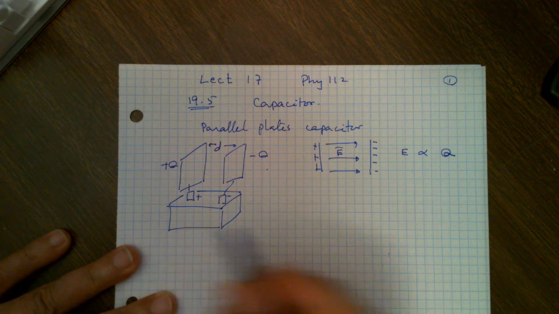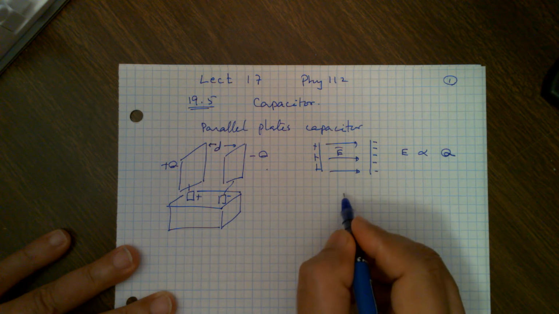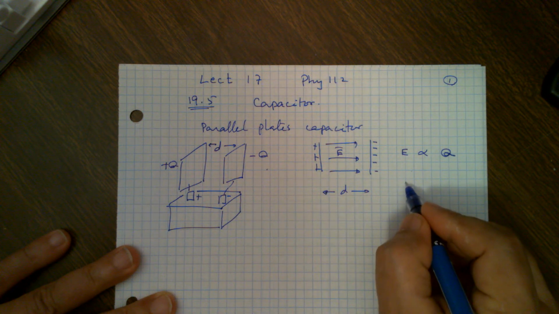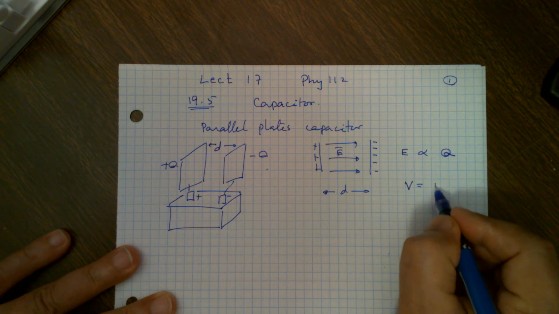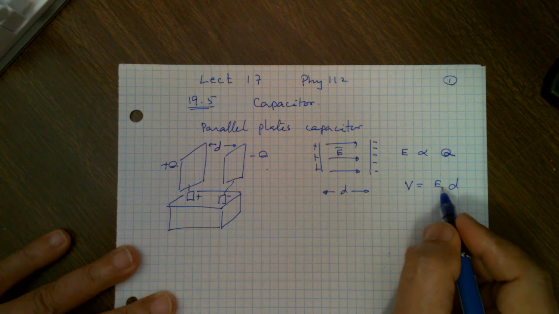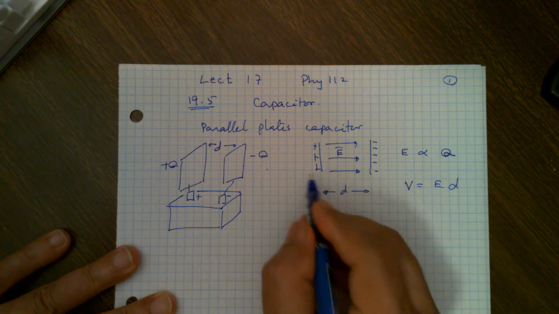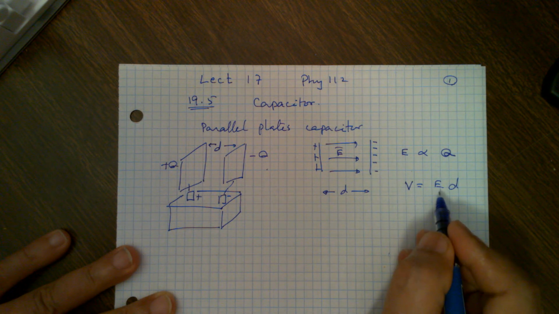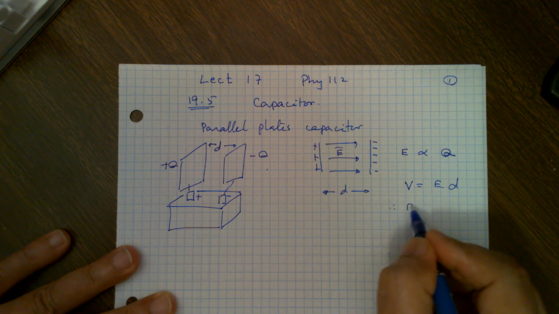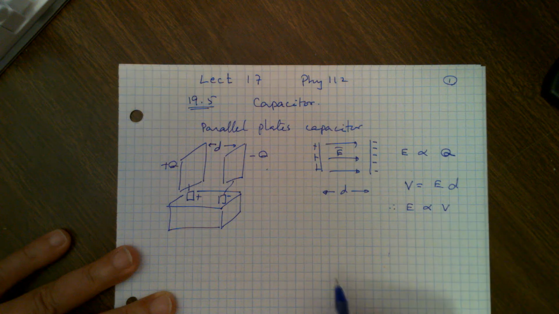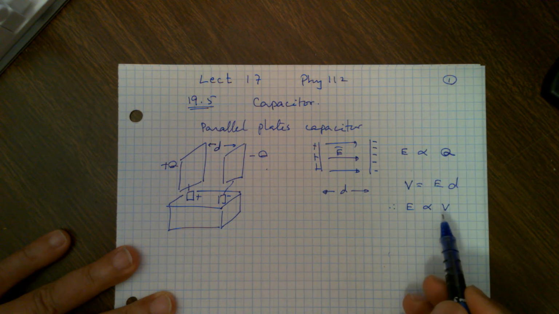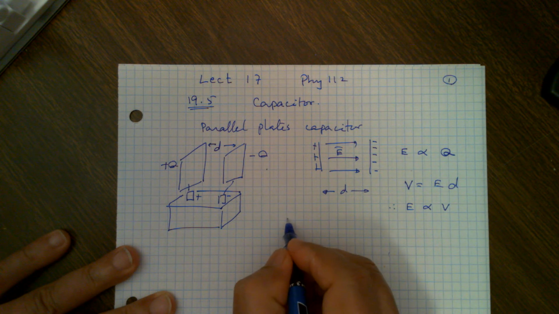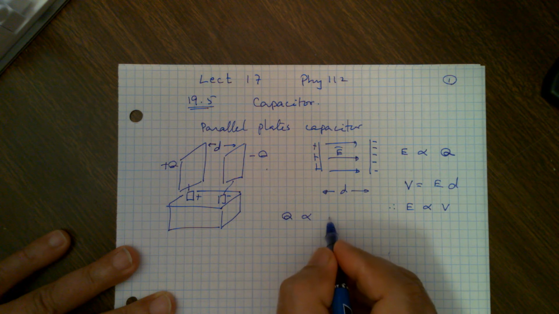But we also know that when you have two plates, and the distance between them is d, the potential difference between these plates we call V. Remember, V is equal to E times d, right? E is the electric field in between, and d is the distance. So obviously, E is proportional to V. So E is proportional to V, Q is proportional to E, so Q must be proportional to V. So then we simply get a relation, Q is proportional to V.